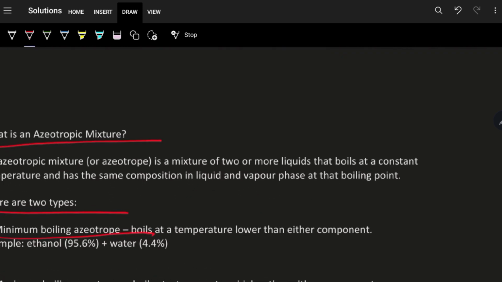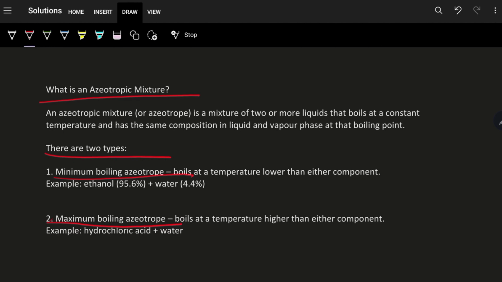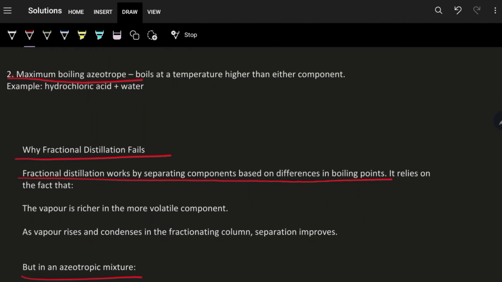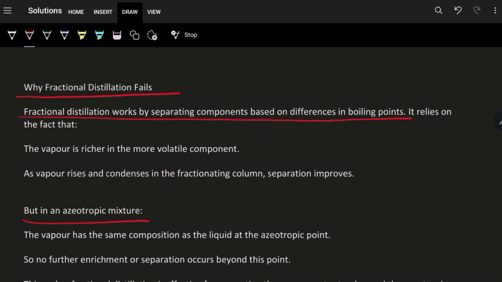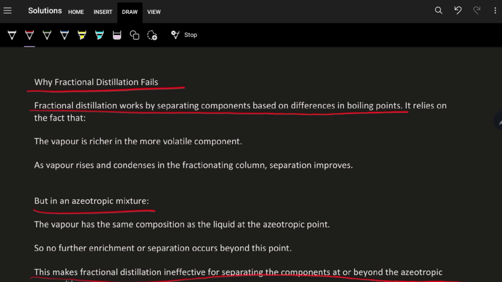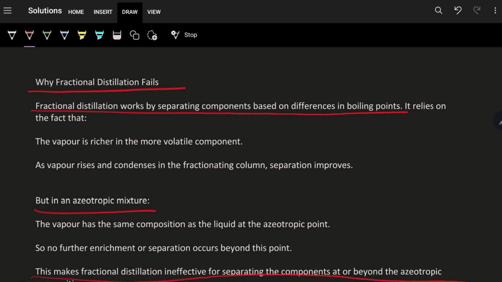So this is something which I have kept as notes. What is an azeotropic mixture? Same thing that I have discussed. What are the types, examples, and this is a board question which is rarely asked but asked. Why does fractional distillation fail? It's a very good question. Why can't you separate the components of an azeotropic mixture by fractional distillation?